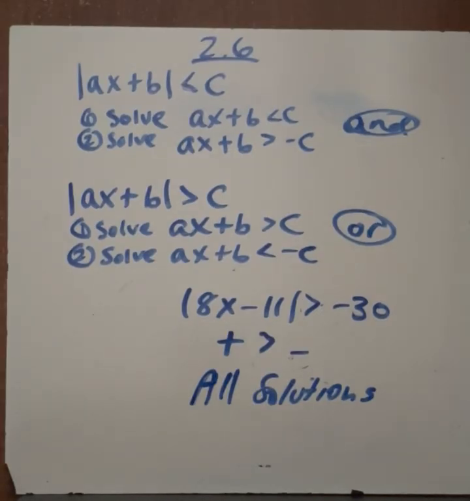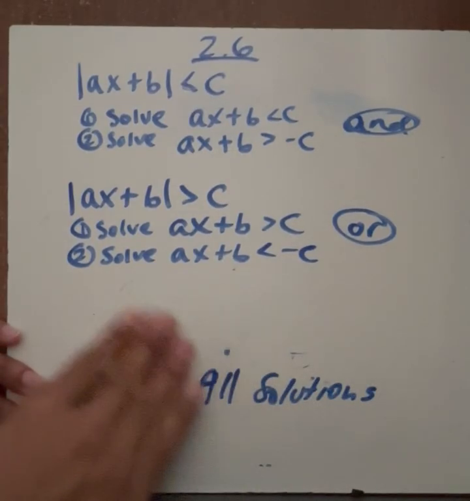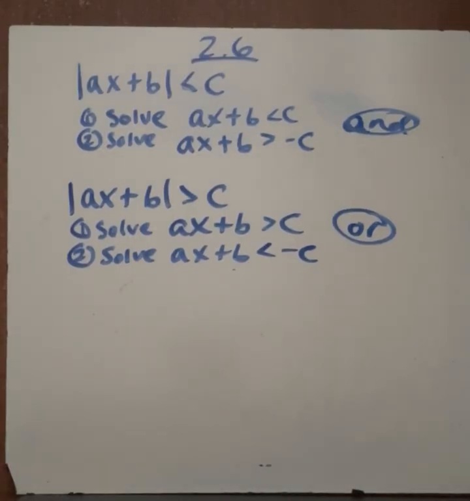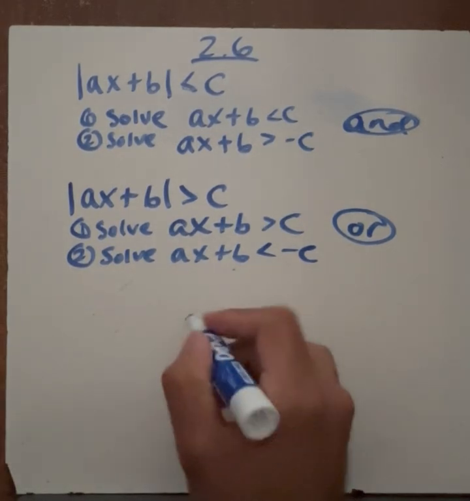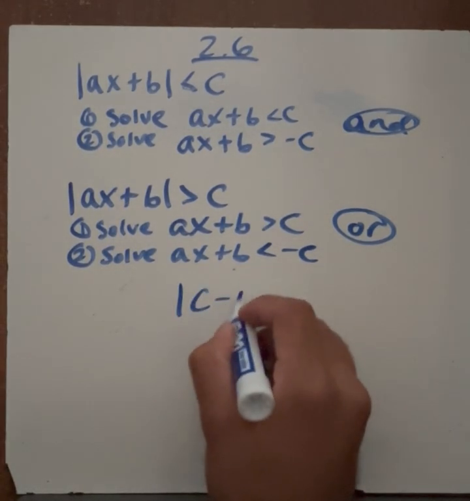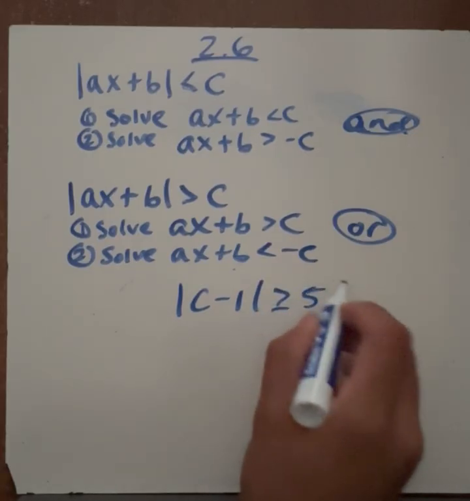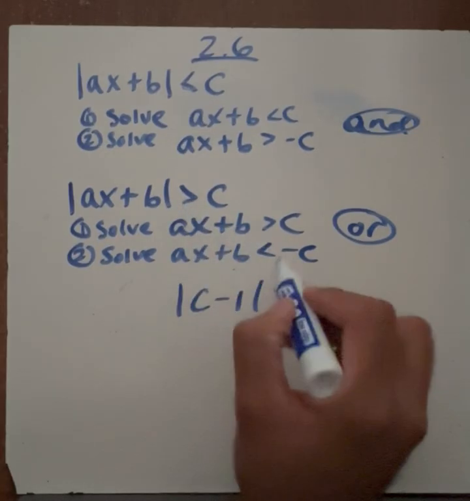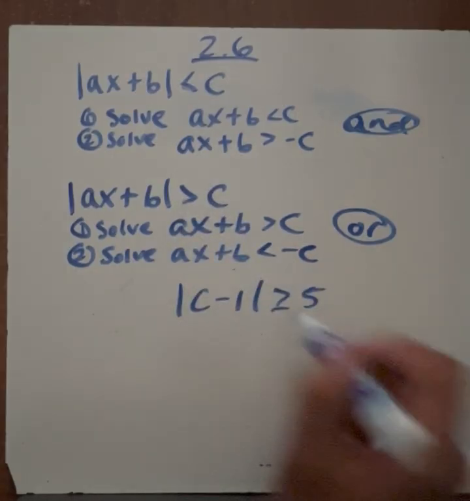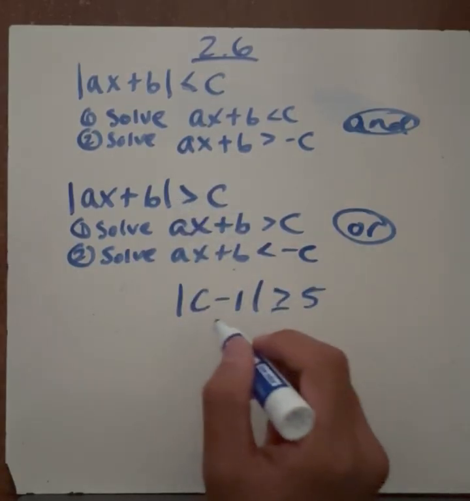Right. So let's go and take a look at a similar question. Let's say that we have the absolute value of c minus 1 is greater than or equal to 5. Notice that our sign is facing this way, the same as this one. So we're going to solve these two inequalities.